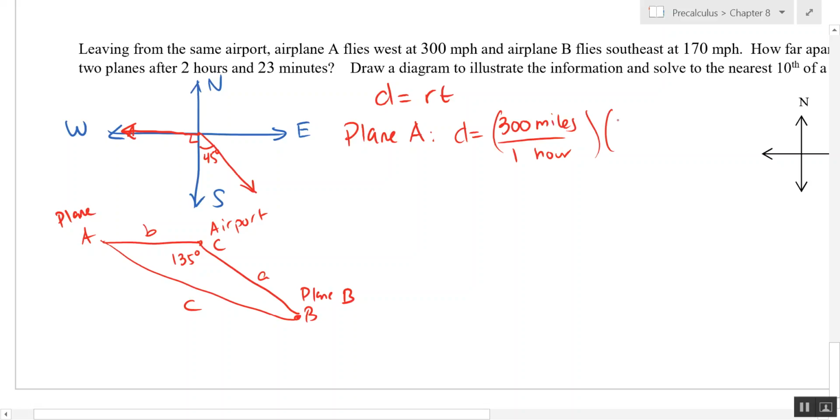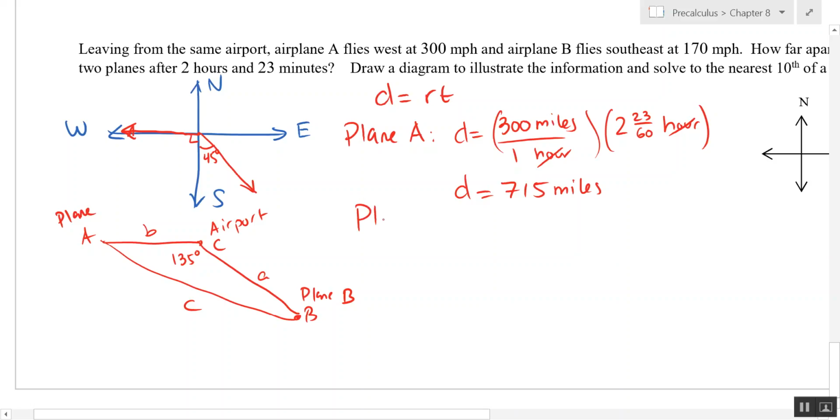So the time is going to be 2 and 23/60 of an hour. Note the hours drop, and we're left with, if you multiply that on the calculator, exactly 715 miles. So the distance for plane A was 715 miles.